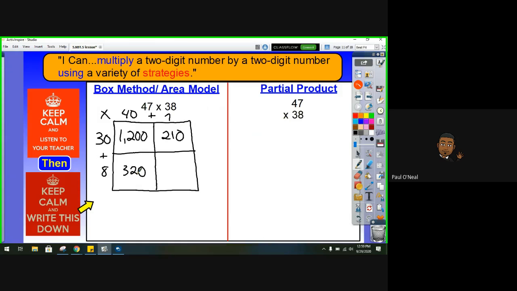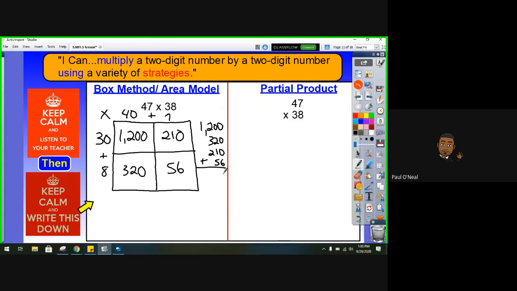So we get 320. And then finally, 8 times 7 is 56. Again, I'm going to take all those numbers, move them to the side. I'm going to add them all up. So we have 1,200, 320, 200, 10, and 56.